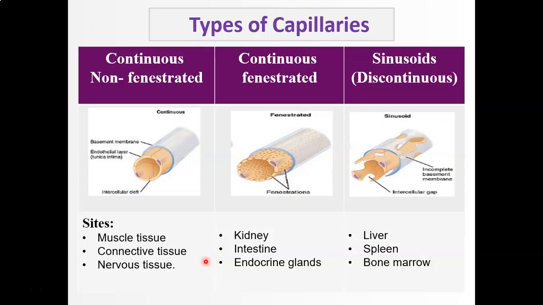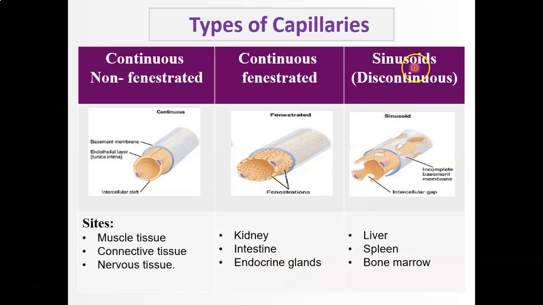Types of capillaries, three types. Continuous non-fenestrated capillaries are present in muscle tissue, connective tissue, and nervous tissue. This is continuous in all things: continuous basement membrane, continuous endothelial layer. While the continuous fenestrated type contains fenestrae. If you investigate clearly, you will find the fenestrae, pores of the same size present in the wall, but the basement membrane is still continuous. Present in the kidney, the intestine, and endocrine glands.